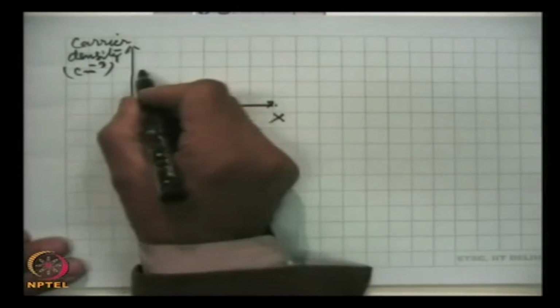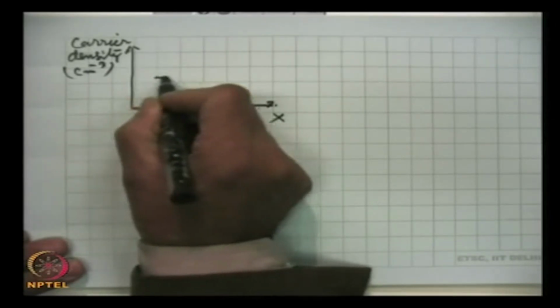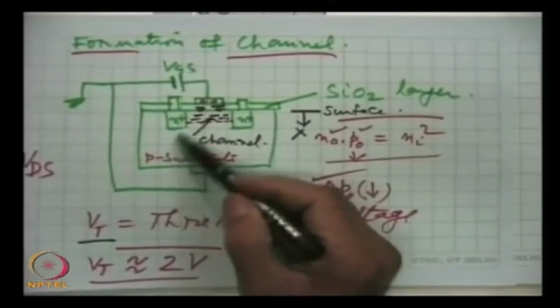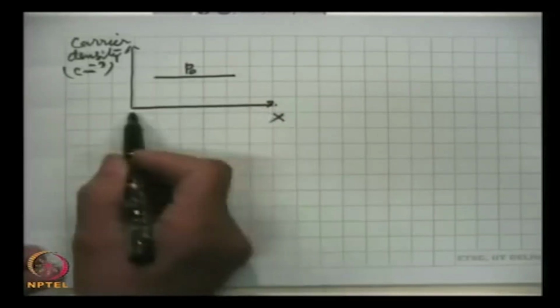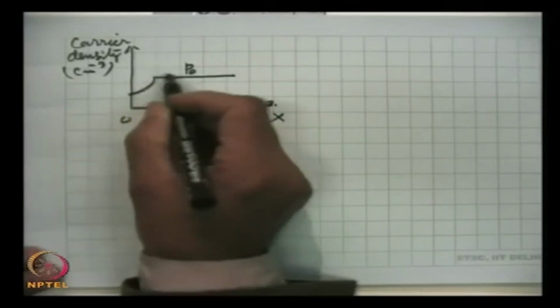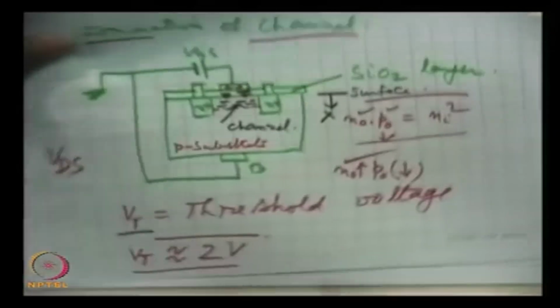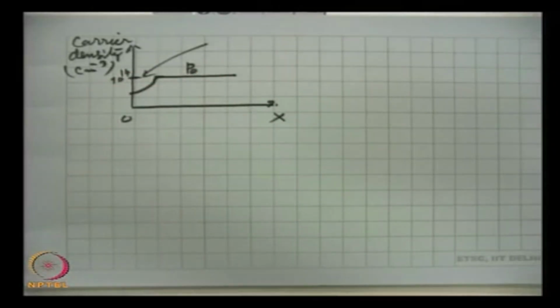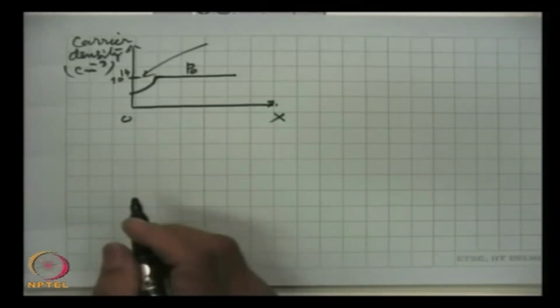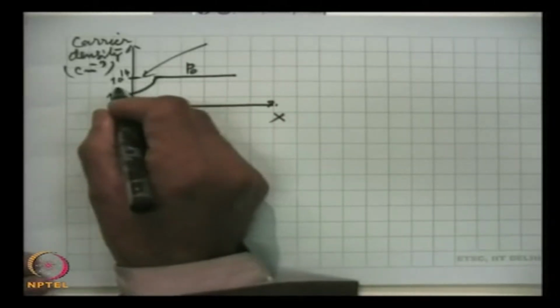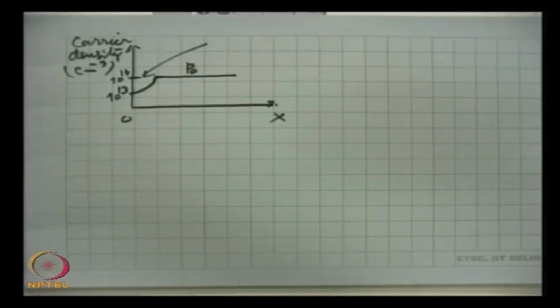This is x, and this concentration is P0 in the rest of the material, and here we are closer to the surface, this is 0. So this is the depletion. The density initially everywhere in the bulk p-type substrate is P0, and let us take P0 as 10 to the power 14, the density of holes. But because of the repulsion by the field created at the gate, this falls by one order of magnitude, roughly to 10 to the power 13. On further reduction, when electrons move towards that region, then this happens.